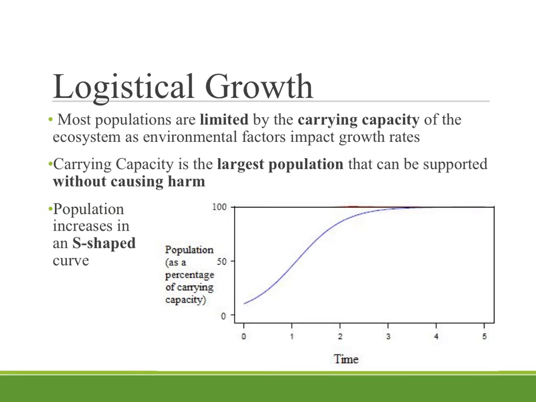In reality, though, most populations are limited by the carrying capacity of the ecosystem. So we have environmental factors that are going to impact your growth rate. The carrying capacity refers to the largest population that can be supported without causing harm to the ecosystem, so that it can indefinitely carry this particular size of a population. And so the curve that is formed is an S-shaped curve. It's kind of an S on its side here, but if you think about how an S is put together, you can kind of see that in the curve.